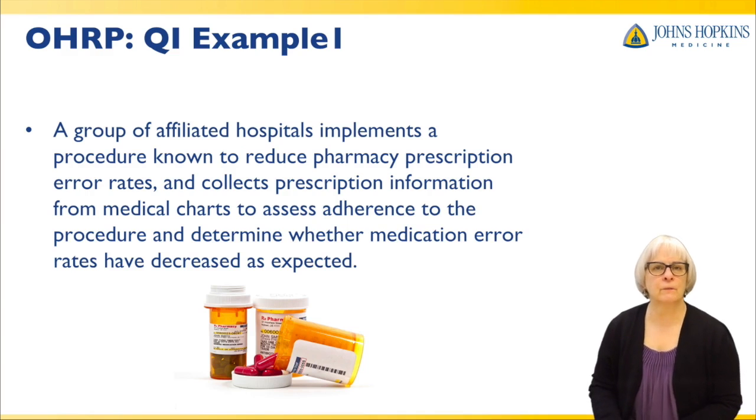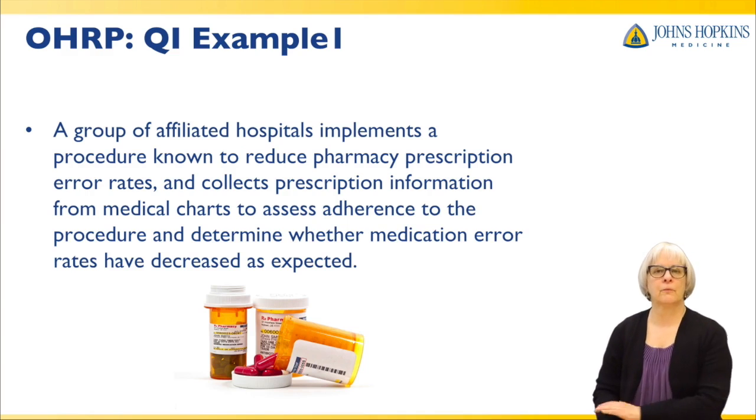So I want to give you some examples to help make it a little clearer what might be QI and what might be research. So these, again, are coming from OHRP. This is an example of quality improvement. A group of affiliated hospitals implements a procedure known to reduce pharmacy prescription error rates and collects prescription information from medical charts to assess adherence to the procedure and determine whether medication error rates have decreased as expected.